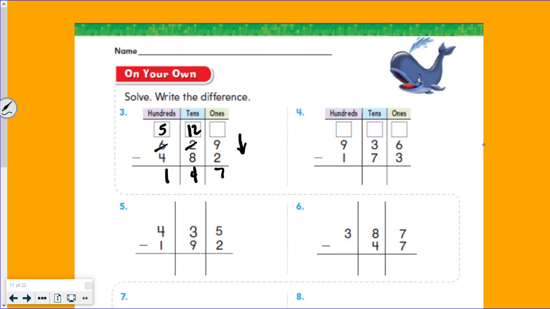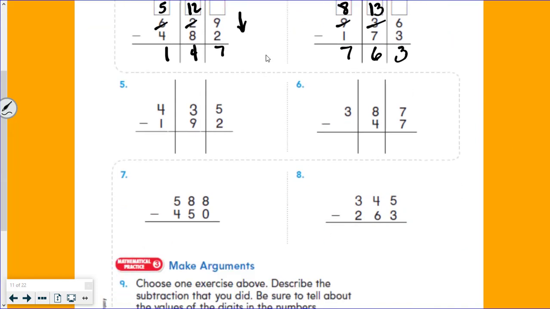Then we'll go over here to number 4, do the ones. Then we got to regroup because we can't take 7 from 3. So 9 becomes 8, and 3 becomes 13. And then 13 take away 7, right? 13 tens take away 7 tens is 6. And then 800s take away 100 is 7. So 763. All right, try some more. I want you to do 5, 6, 7, 8. So pause your video, do 5, 6, 7, 8, and then we can check those.